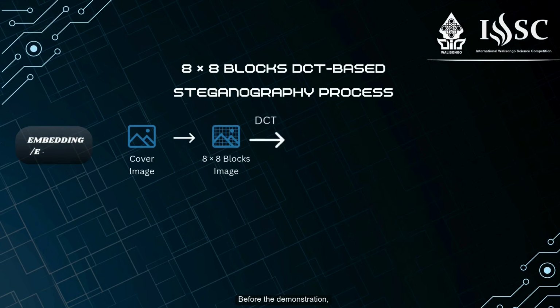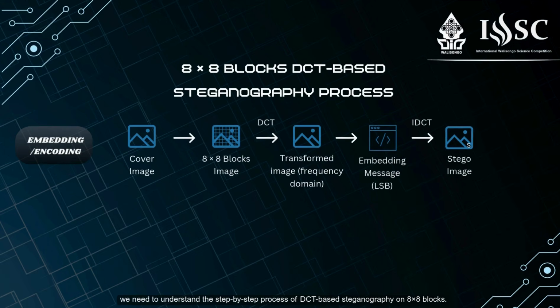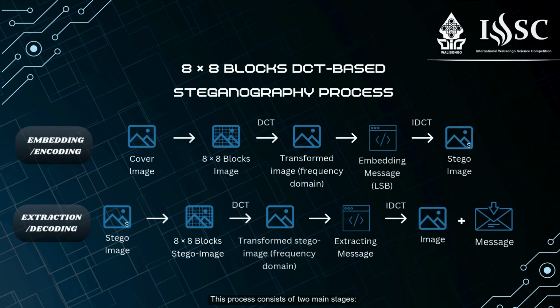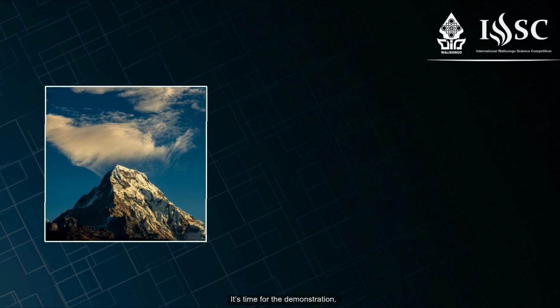For the demonstration, we need to understand the step-by-step process of TCT-based steganography on 8x8 blocks. This process consists of two main stages: embedding or encoding, where the secret message is hidden inside the image, and extraction or decoding, where the hidden message is retrieved from the stego image. It's time for the demonstration.